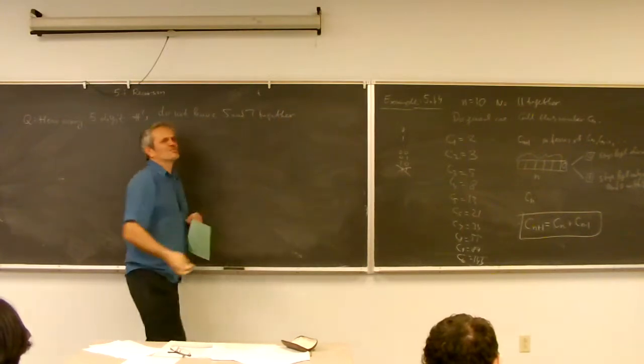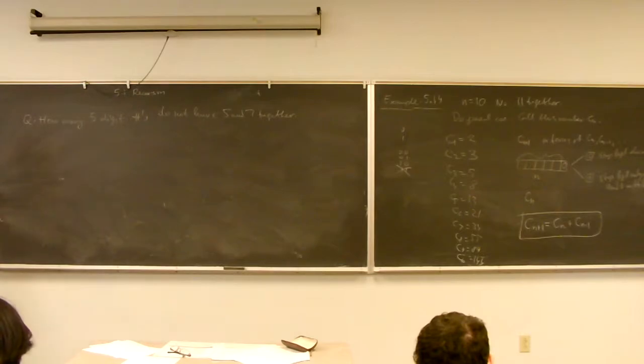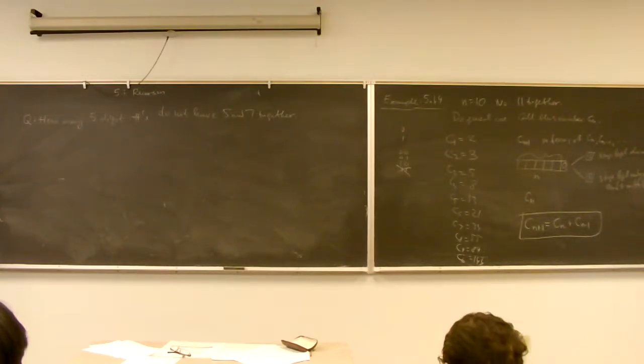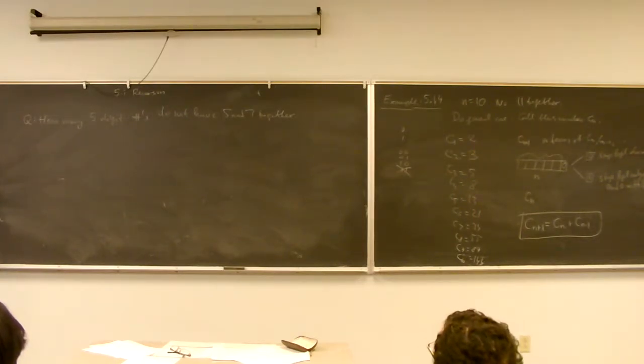Or maybe the question was, do have 5 and 7 together, but that's the same thing, you just subtract. So I want to answer the following question. How many 5-digit numbers do not have 5 and 7 together? Okay. So what was the solution we mentioned? The question in the homework was, do have 5 and 7 together.